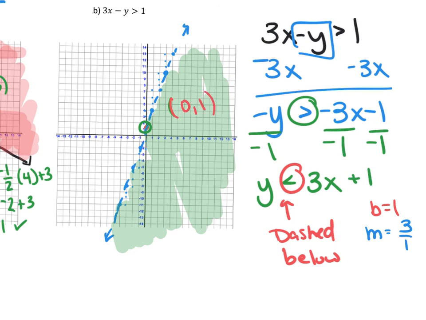So if I test with 0, negative 1, that's 3 times 0 minus negative 1. Is that greater than or equal to 1? If I do 3 times 0, that's 0. Is 1 greater than or equal to 1? Is that true? No, it's not. So because that's not true, this is false. We know that the points have to be below for it to be true.